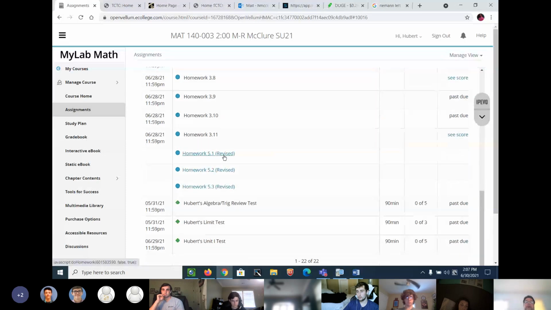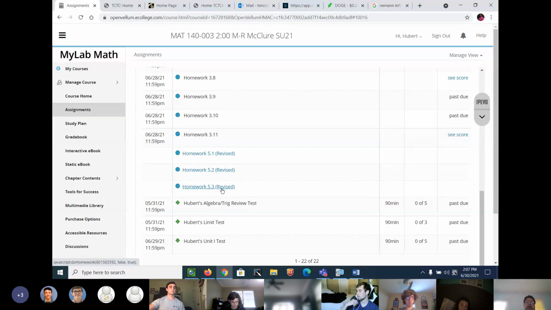5.1 is Riemann. You only got like 7 questions. 5.2 is a lot of geometrical, finding the area under a graph, using the little boxes, counting the little boxes and things like that. And then 5.3 is where you actually start doing the antiderivative.